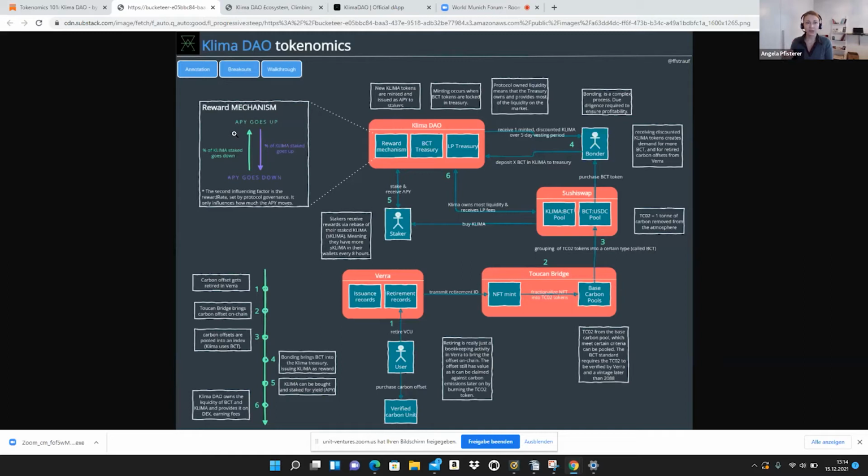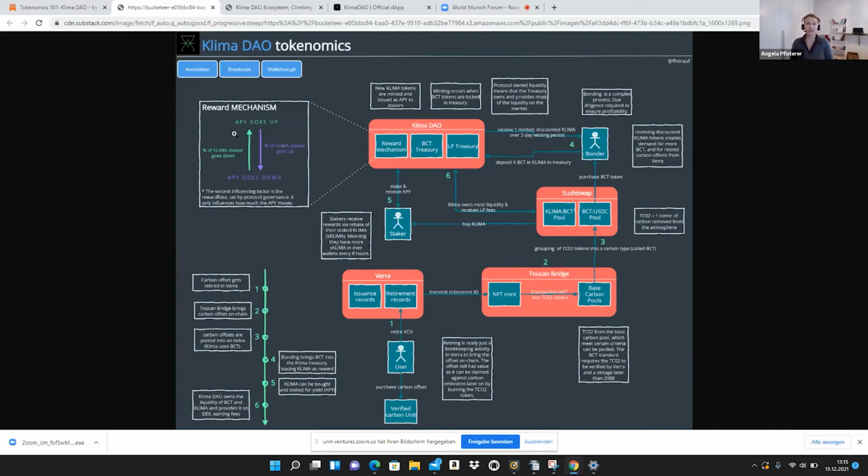I will just explain where the APY currently comes from. It always comes back to this basic rule that one Klima is always backed by at least one BCT. So what happens if the following occurs? We take a Klima token valued at $400, for example. Then we have a BCT token, and this also has a value, right?